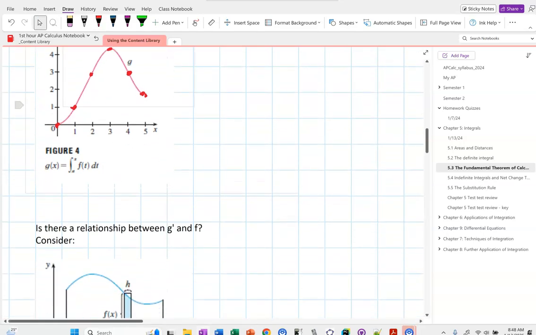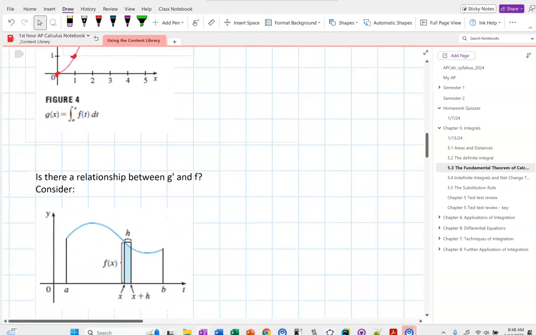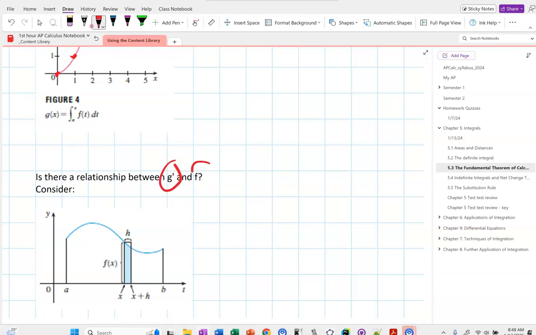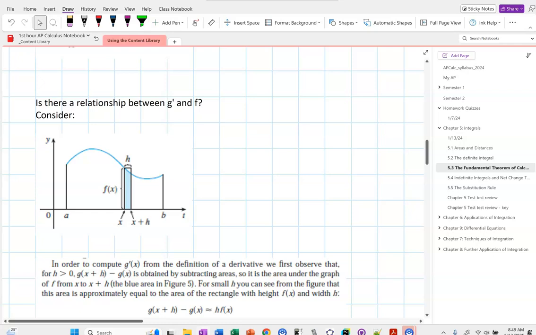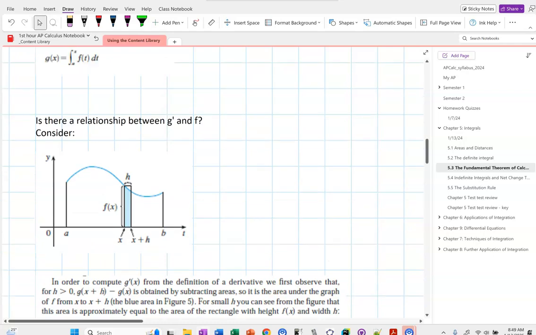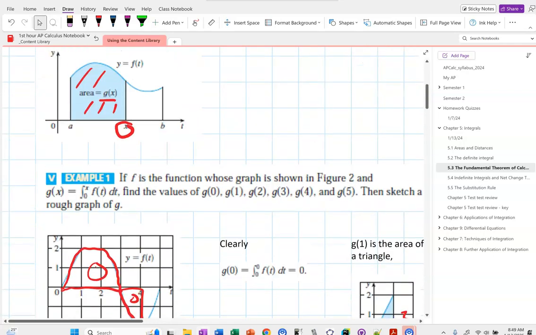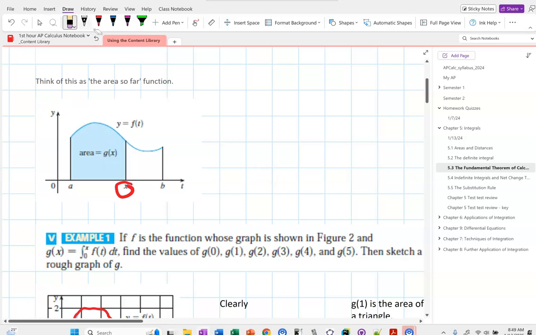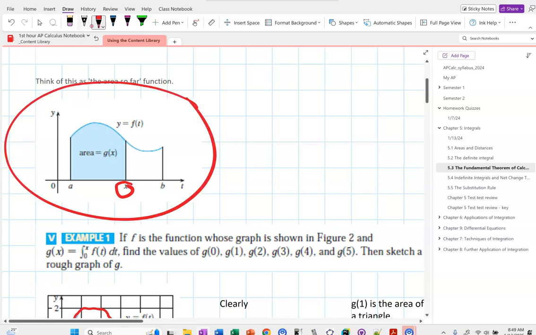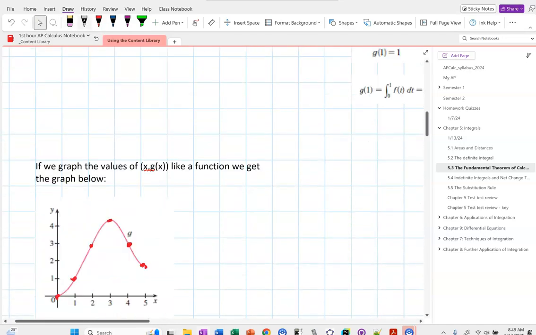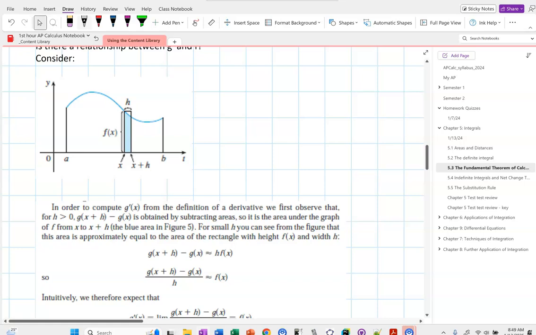Okay. So if we ask then, is there a relationship between the derivative of g and that function f? Well, let's look at an example here. Let's go back to this picture here, right? This is the same picture we're going to look at. Everybody's okay? So I'm looking at that same picture.